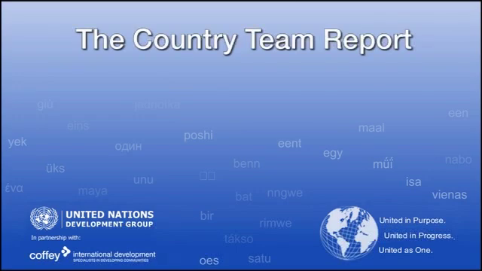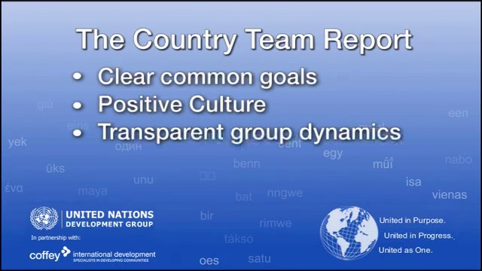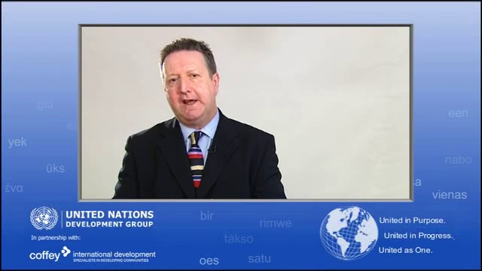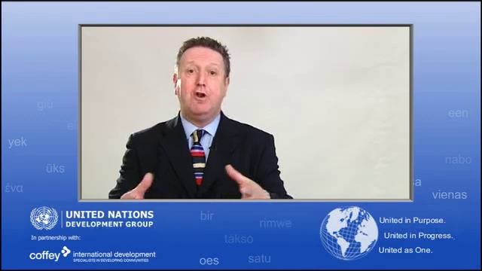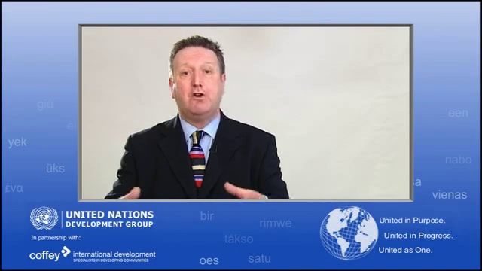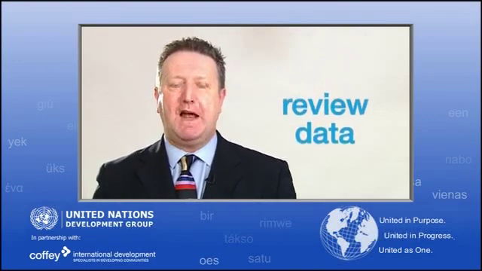You will also receive a copy of your country team report, which covers those 5 key attributes of clear common goals, positive culture, transparent group dynamics, ambition, and finally acknowledging others and their skills. It also, interestingly, integrates the data from all of your individual reports and shows the competency spread across your whole country team. You should sit down together as a team and review all the data in your team report. This should really help you plan your development.